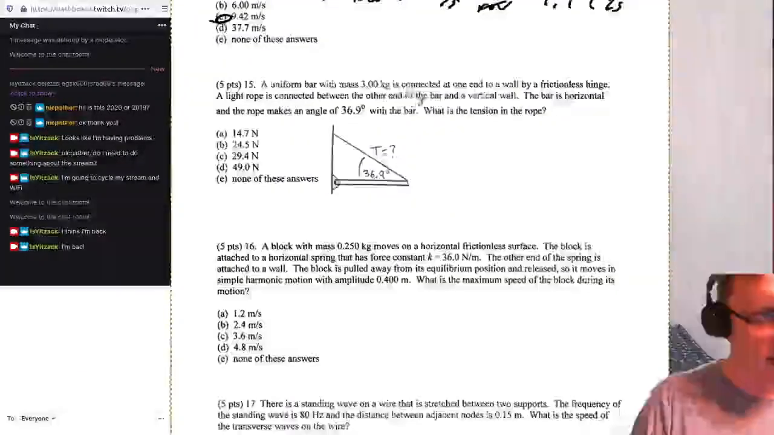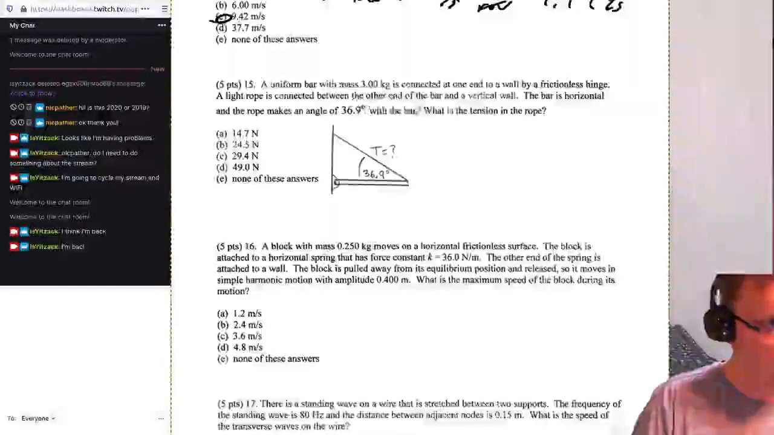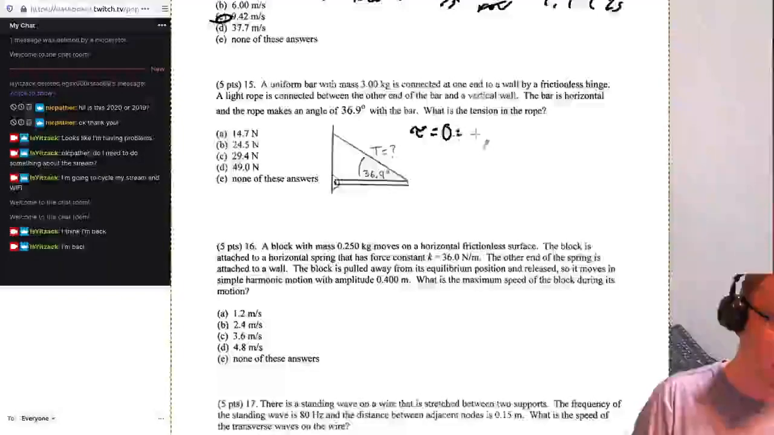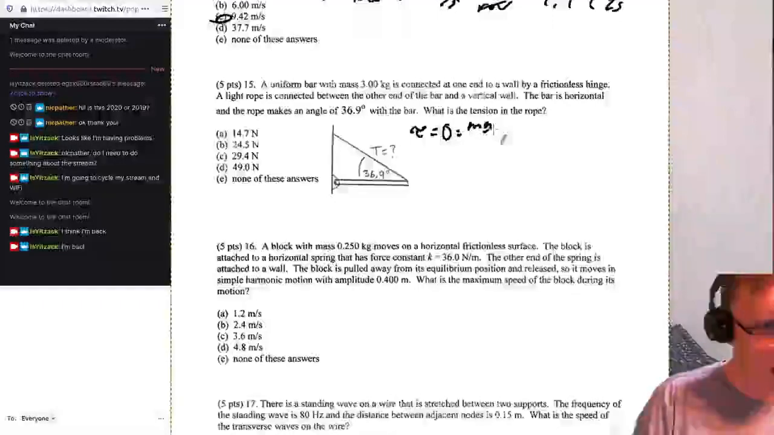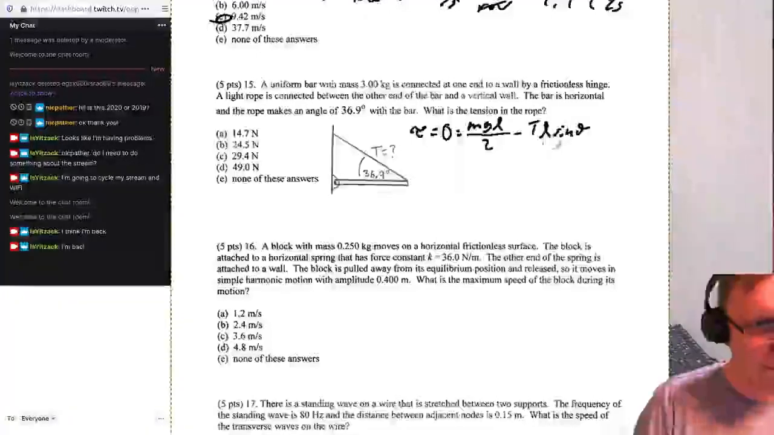A uniform bar with a mass of 3 kilos is connected to the wall by a frictionless hinge. A light rope is connected to the other end of the bar. The bar is horizontal and makes an angle. What is the tension on the rope? Okay. So this is a torque problem. Torque is equal to 0 is equal to mgL over 2 minus TL sine theta. The L's cancel to the other side.